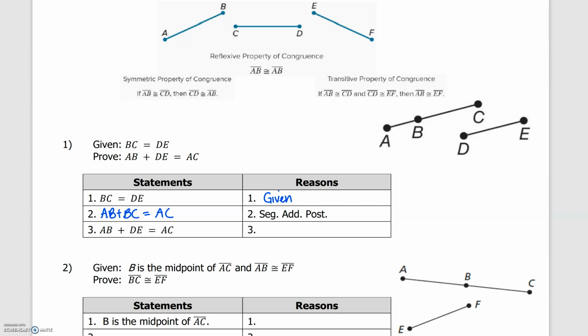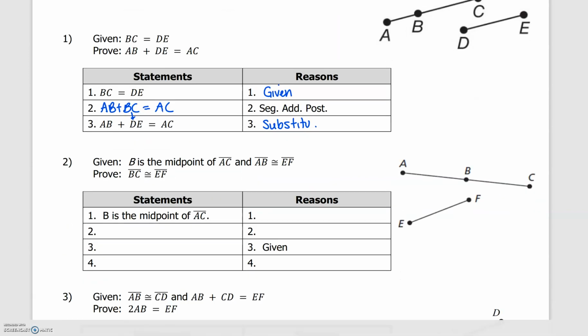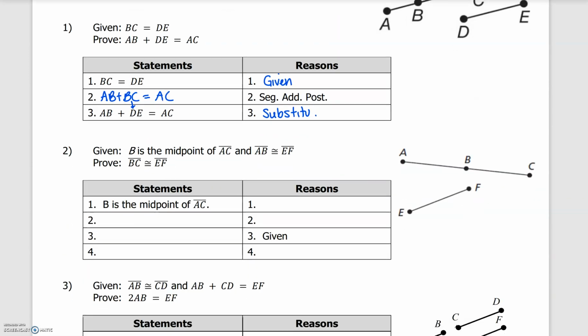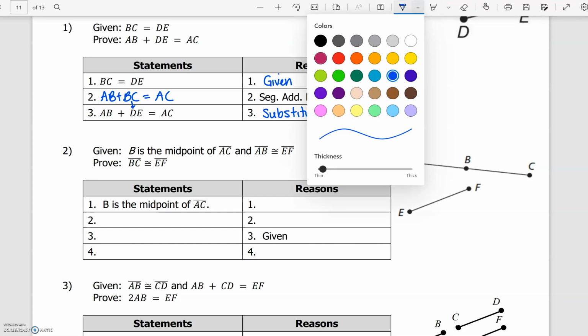Now it looks like from here to here. Now, if you didn't know what to do, you could also look at where they're going to and work backwards. That is also a good strategy. So how do we go from BC to DE? Well, we know they're equal up here. So they replaced. What's it called when we replace something? It is substitution. And then again, don't abbreviate with sub, because that might be subtraction that we're thinking if we see sub.